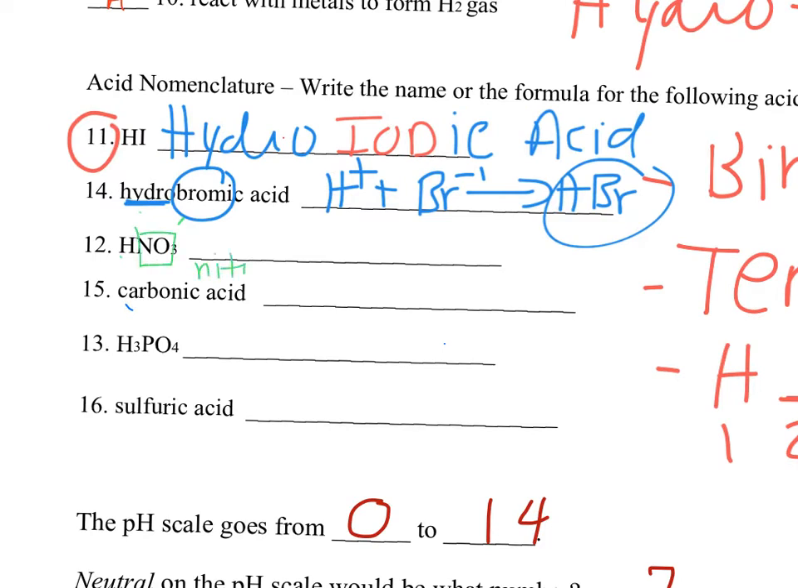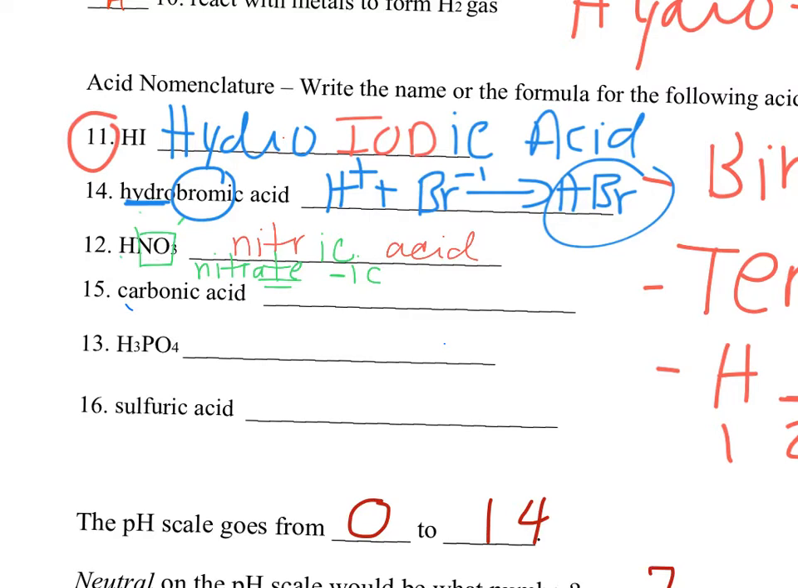Since the polyatomic ion ends in ATE, the rule is that the acid will change that ATE suffix to IC. Things that end in ATE get the suffix IC. They do not use the word nitro, and so the name for this acid is going to be nitric acid. Not hydronitric, but just nitric.